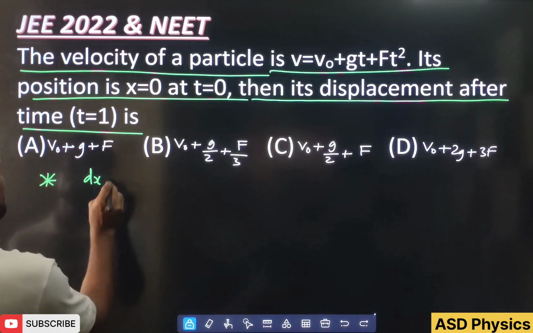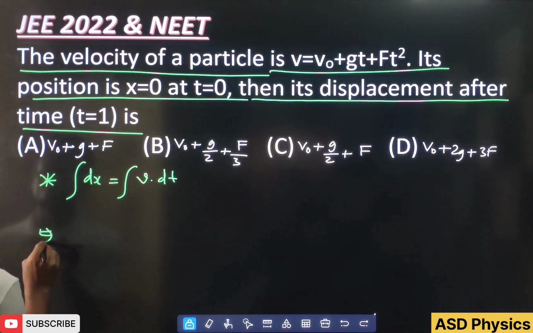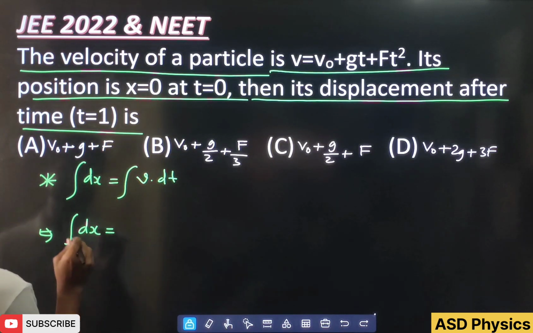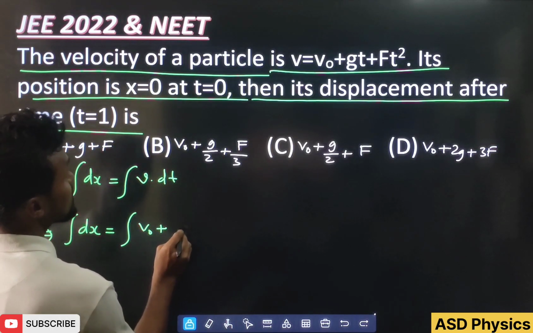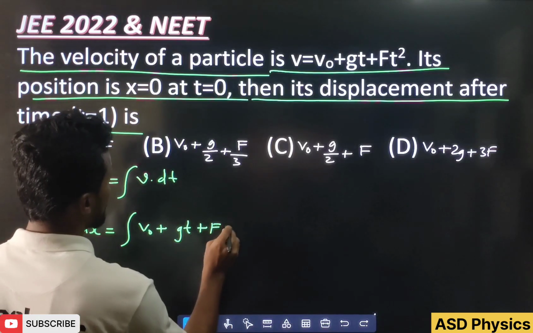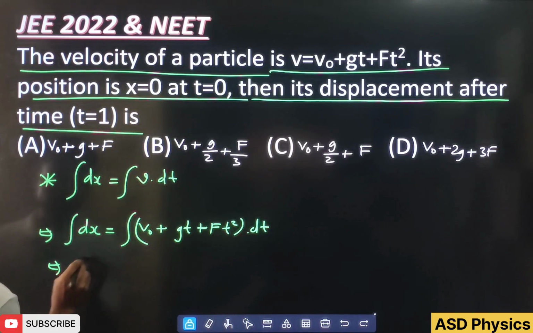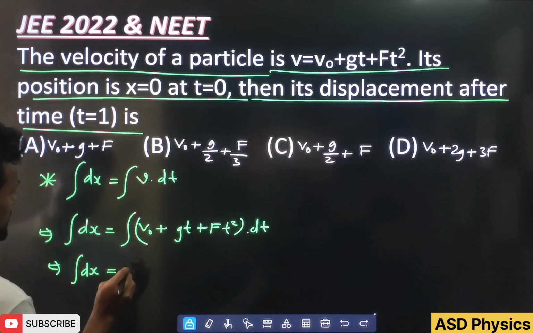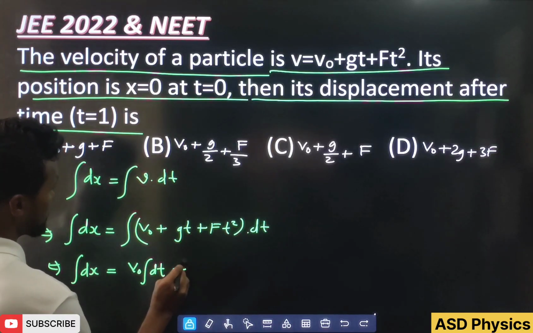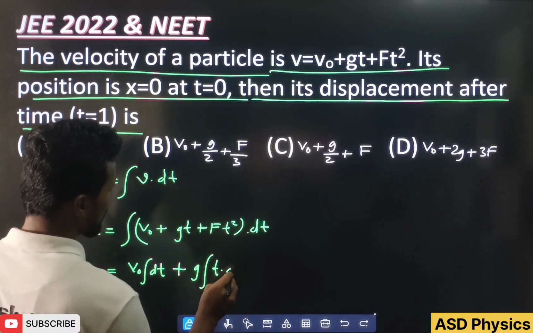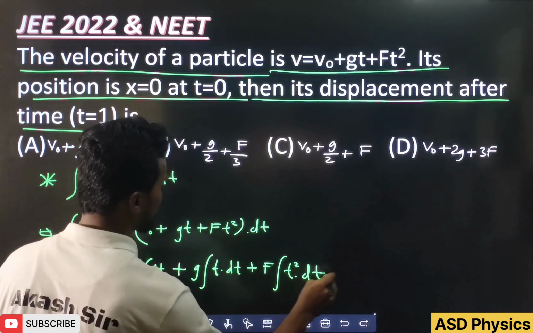So what is the formula? It is dx equal to v into dt, integration. So see here, integration of dx is equal to integration of v, and v is v naught plus gt plus ft square, into dt. Now next we'll write, integration of dx is equal to, I'm just simplifying this for you. v naught integration of dt plus g integration of t dt plus f integration of t square into dt.